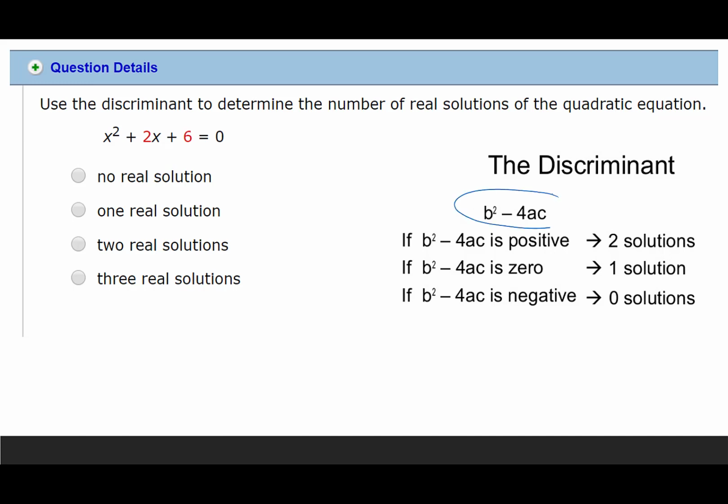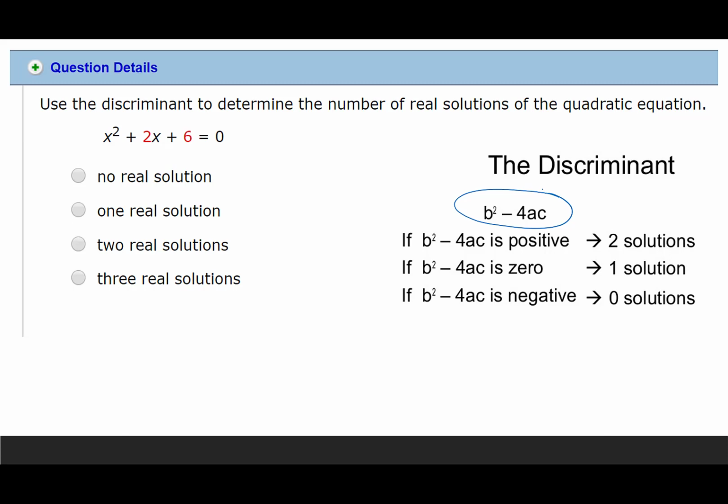The discriminant is the part of the formula b squared minus 4ac, and then just as a reminder, if that value is positive, there's two real solutions. If that value is 0, there's one solution, and then if it's negative, there's 0 real solutions.